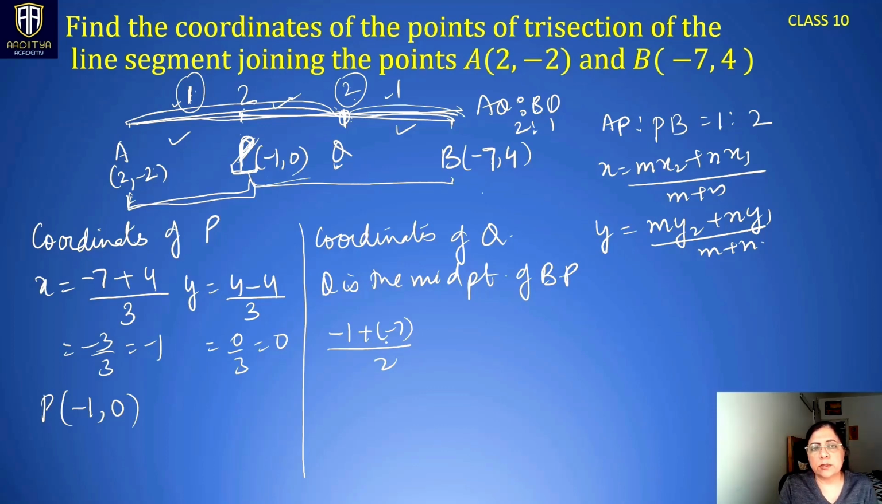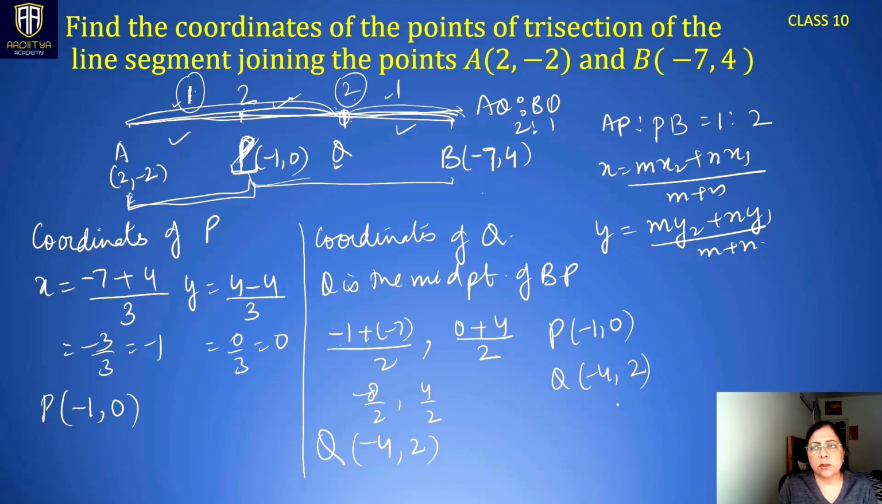So x1 plus x2 by 2 and y1 plus y2 by 2. This is -8 by 2 and 4 by 2. So this is -4, 2. So the coordinates of Q become -4, 2. So P is -1, 0 and Q is -4, 2.